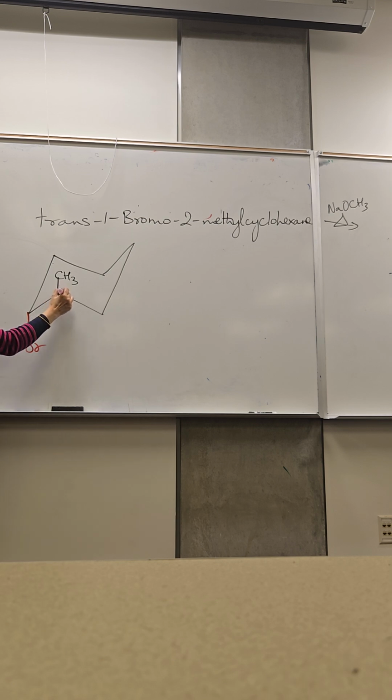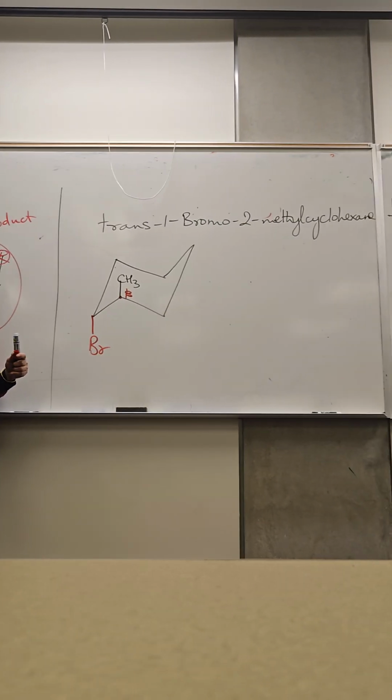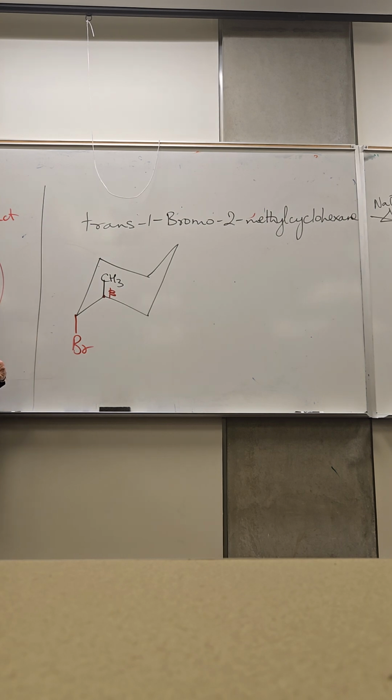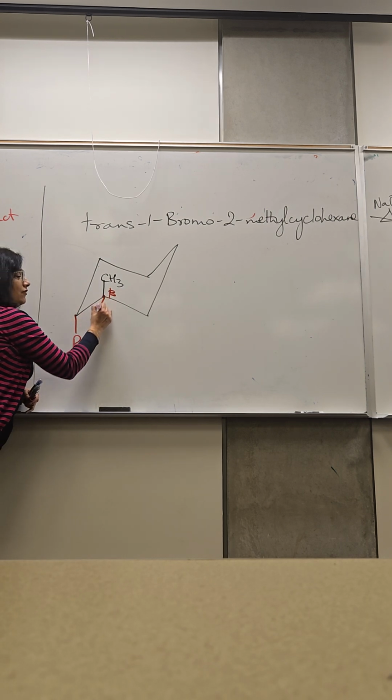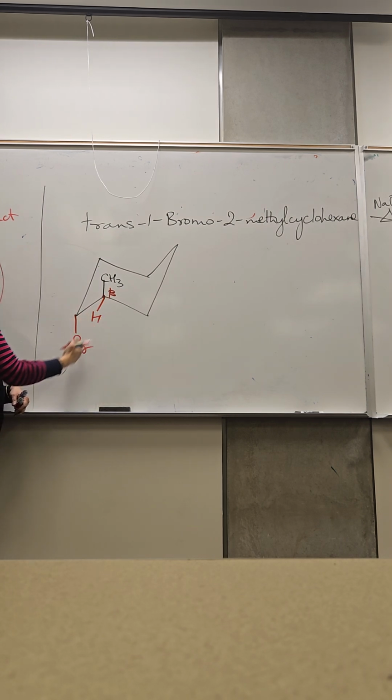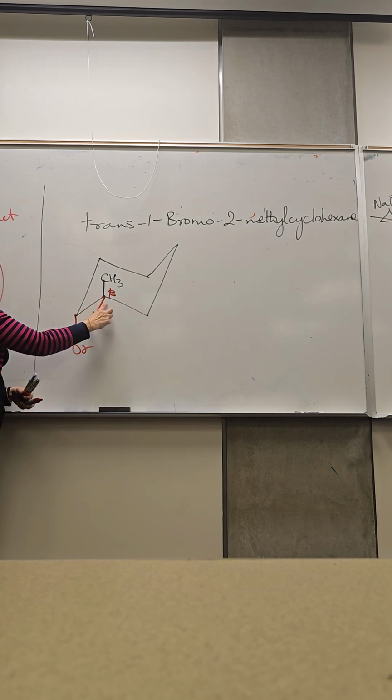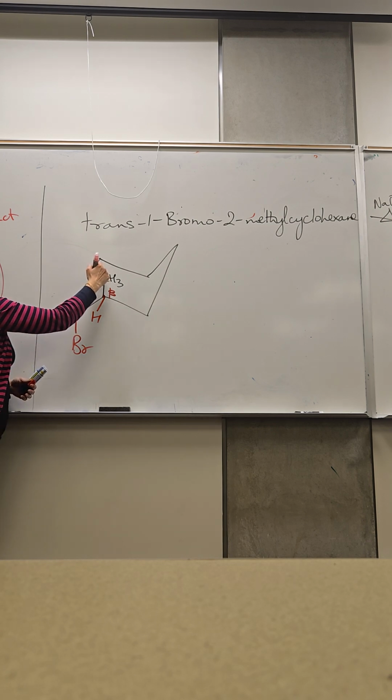Does this beta carbon have a hydrogen on it? Yes. What position is that going to be in, axial or equatorial? Equatorial. Now, if this is equatorial, are these 180 degrees from each other? No. So can there be elimination there? No. Good. What about the other one?